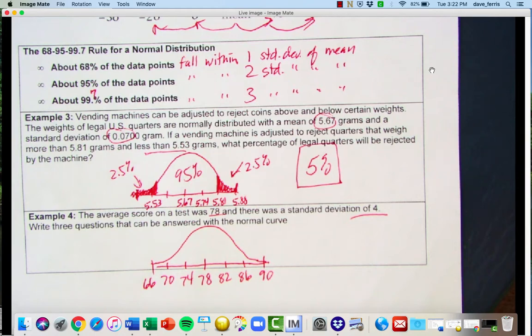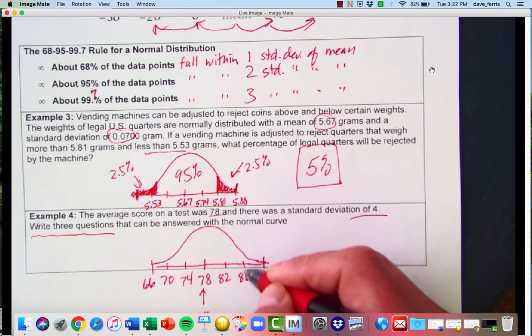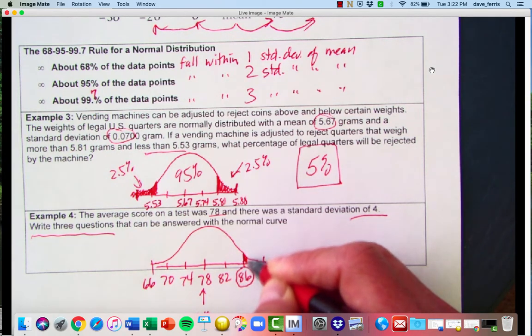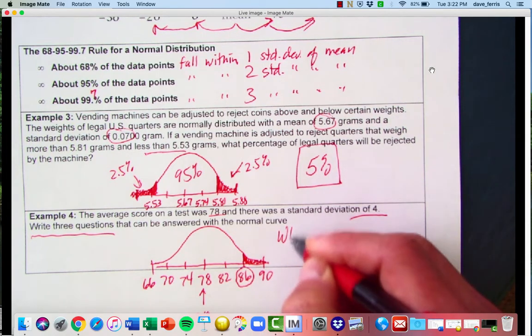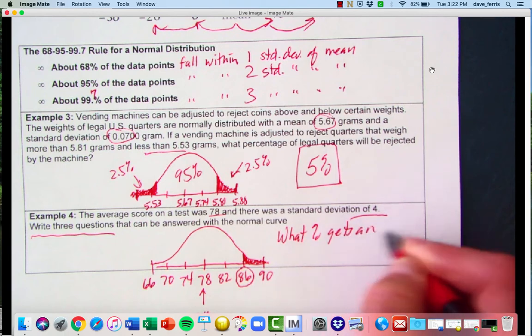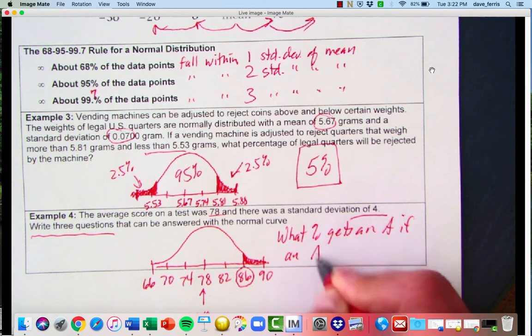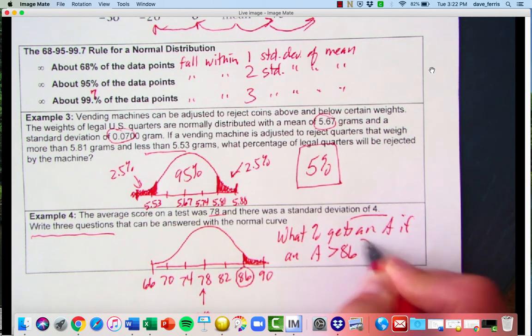And they want us to write 3 questions. If this was a test, and this was the average test score, what kind of questions might you write to have somebody solve? So I was going to suggest maybe a teacher says, I'm going to make an A anybody that gets 86 or higher. So what percent, we could write a question that says what percent gets an A if an A has to be greater than 86.